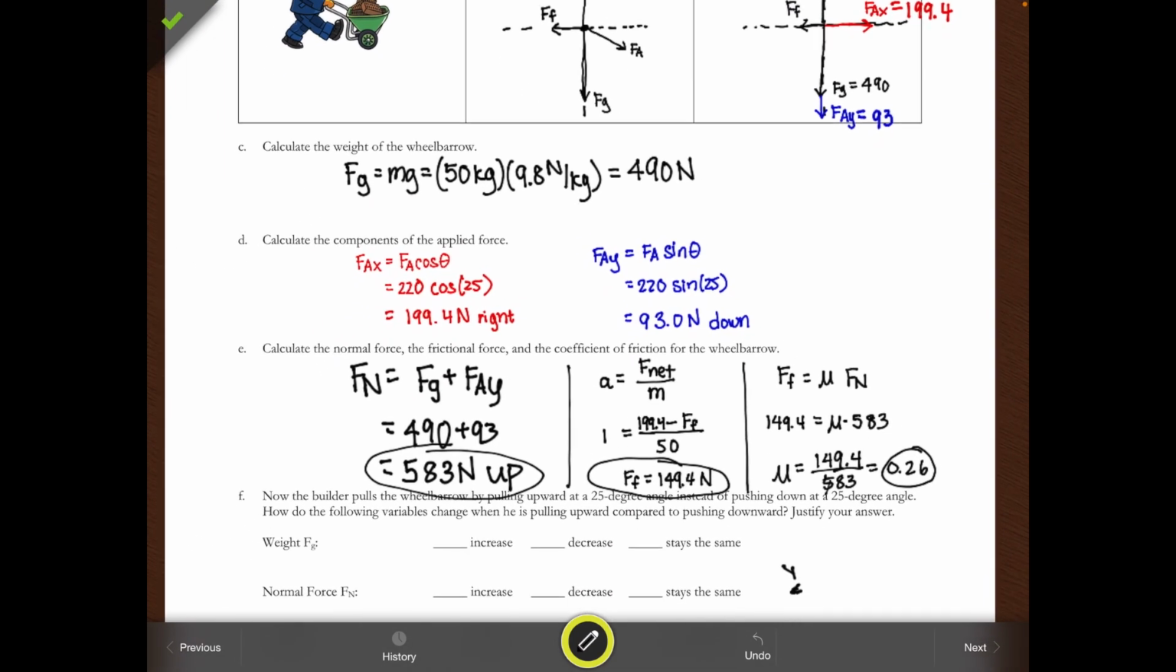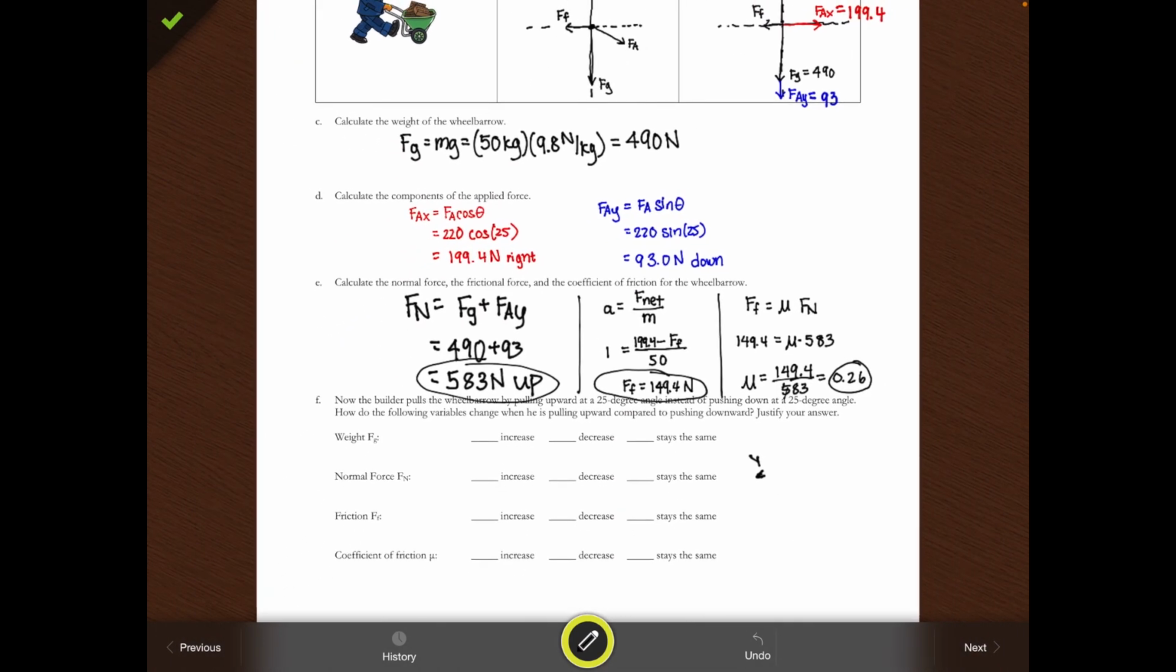Now, if our guy was pulling up at an angle, the weight would stay the same. That's because the weight is equal to mg. So the field doesn't change, the mass doesn't change, weight stays the same. But the normal force would decrease. If I were to draw the y components, gravity would still be down, but the y component of Fa would be upward, necessitating a smaller normal force.